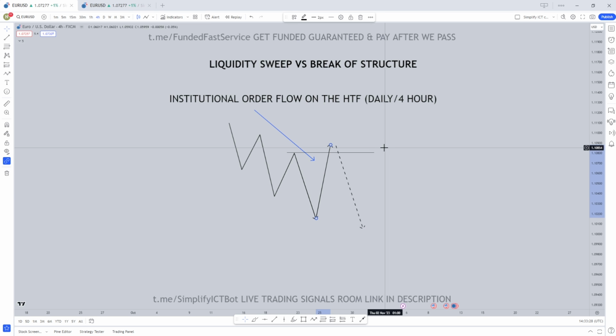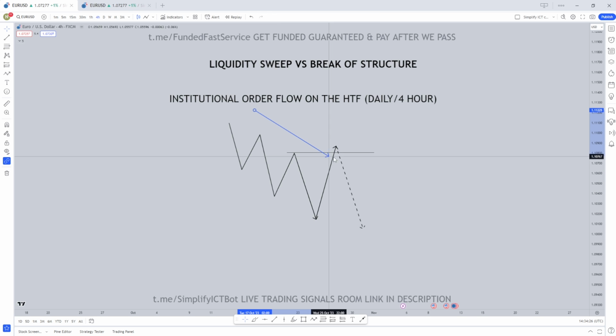Now, at this point, you might be wondering, is this a break of market structure or is this a liquidity sweep? So at this point, the first clue you should be looking for is displacement. Did price take out this high on the left with lots of displacement and showing willingness to move to the upside, or did it show a lack of displacement?